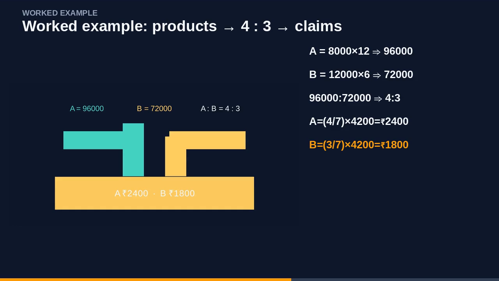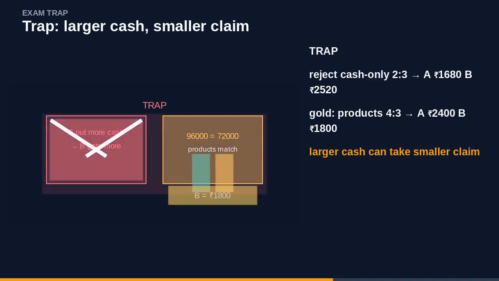The trap. B put in more cash, but takes the smaller claim. Months cut B's weight in half. The exam trap is simple. B put in more cash and still takes the smaller claim, because B's money worked for half as long. If your answer has the larger investment taking the larger claim on an unequal duration question, you probably split by cash alone.